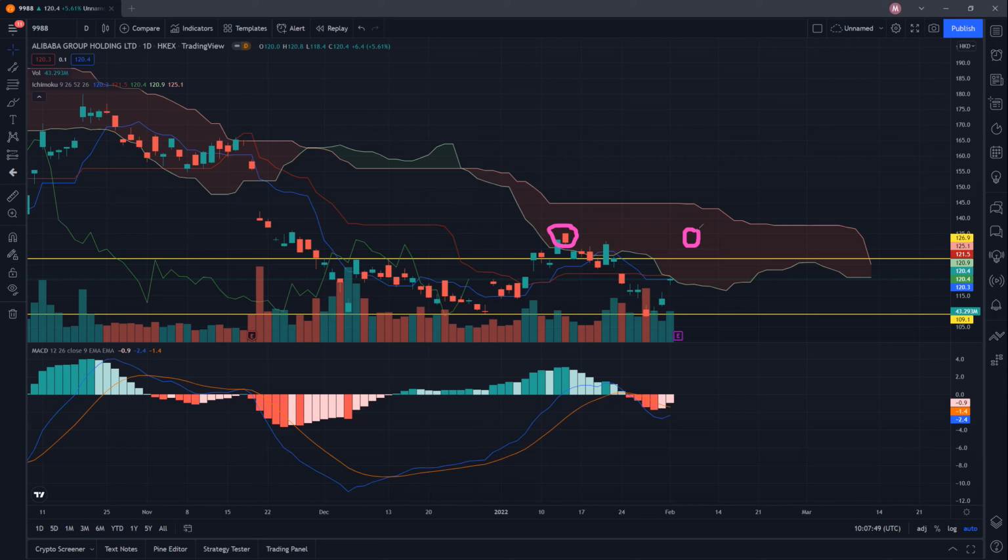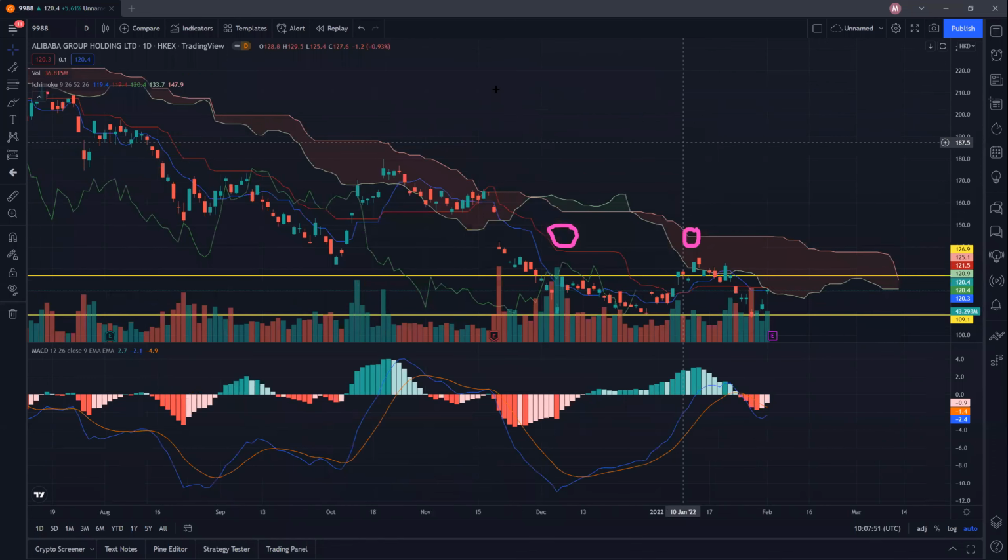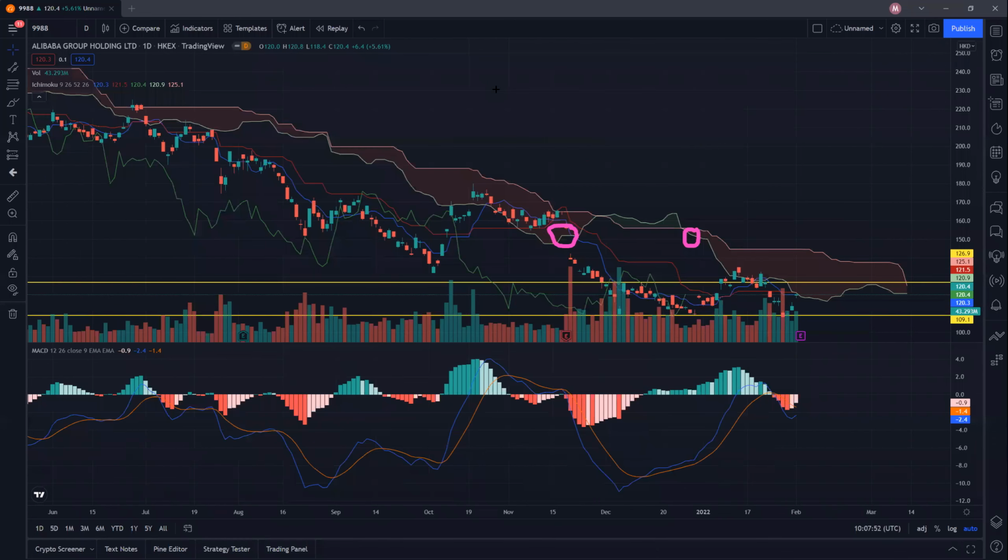You can see that if you zoom out a bit, the previous support here became a resistance here. So they may do another fake breakout here, but I'm not exactly sure about the arbitrage. It should be moving along the same lines as BABA.